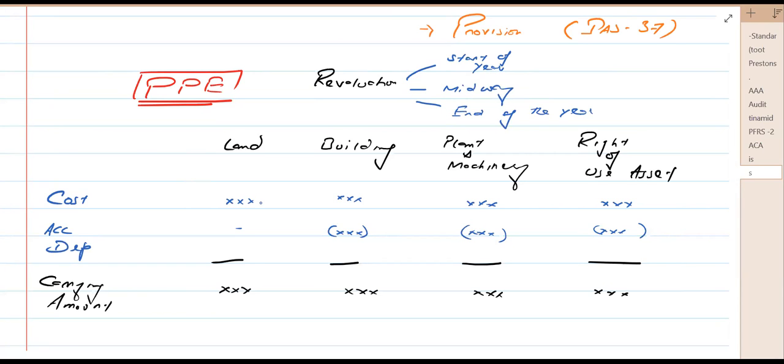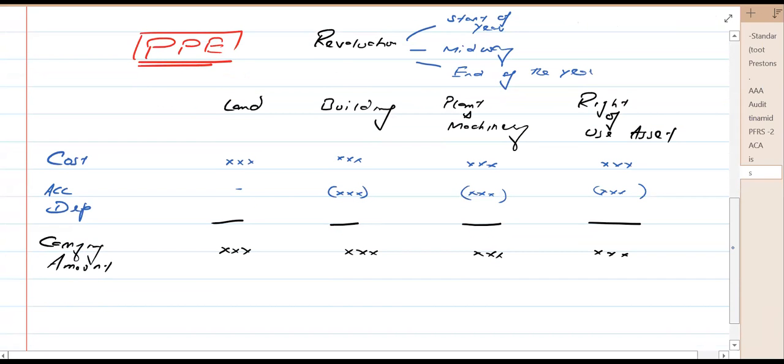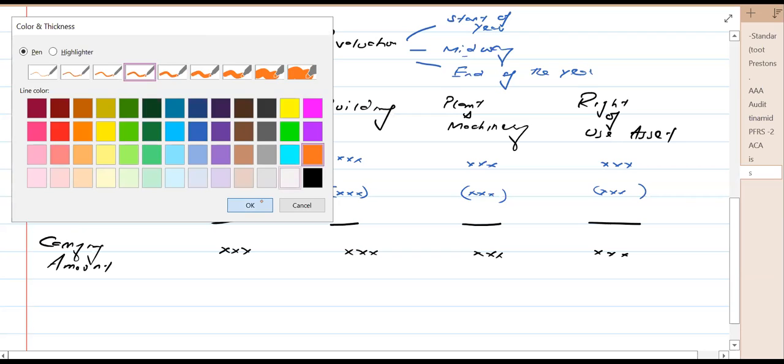Now, if they're doing the revaluation at the start of the year, then you directly compare this carrying amount with the fair values, and the difference would be the gain or loss on revaluation. If they are doing the revaluation midway, then you need to charge the depreciation up to the revaluation date, and then calculate the carrying amount on the revaluation date. And if it is the end of the year, then you need to deduct the charge for the year. These are actually three different practices the examiner follows within an exam question.